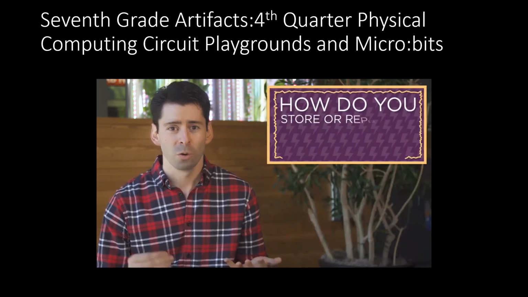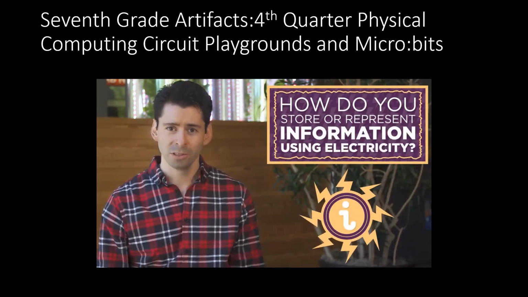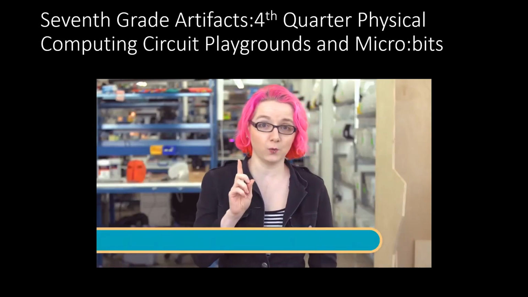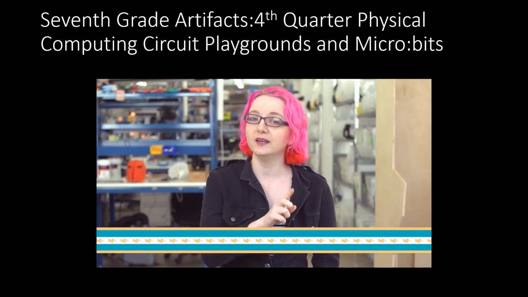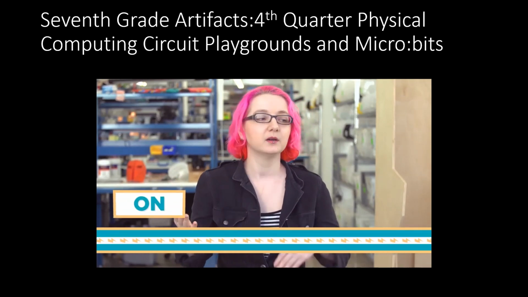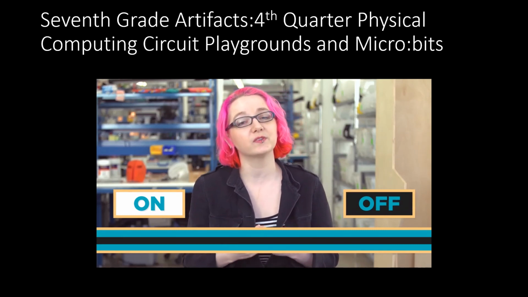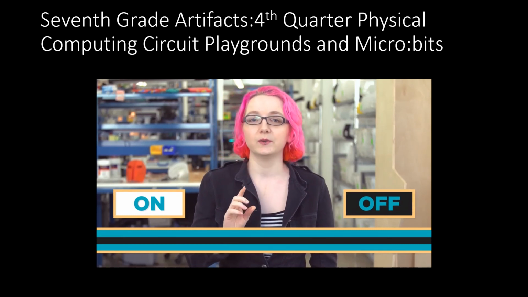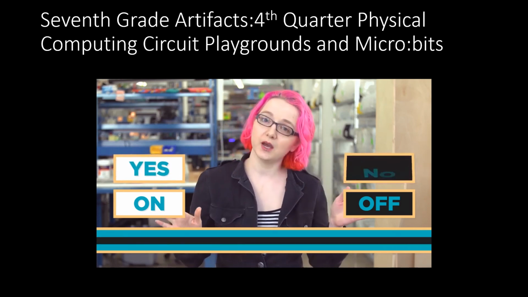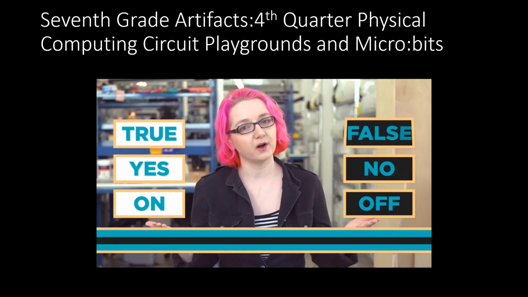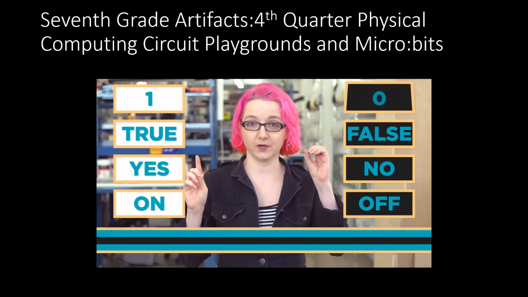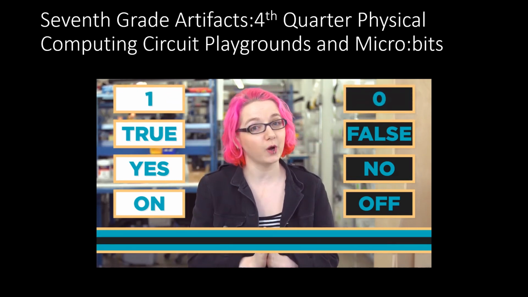How do you store or represent information using electricity? Well, if you have a single wire with electricity flowing through it, the signal can either be on or off. That's not a lot of choices, but it's a really important start. With one wire, we can represent a yes or a no, true or false, a 1 or a 0, or anything else with only 2 options.